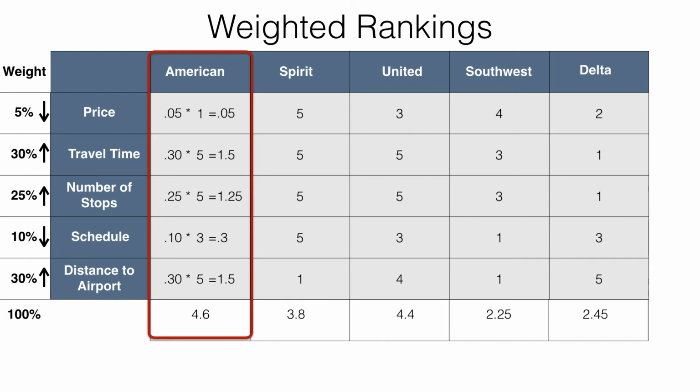Although it's the most costly and doesn't depart at a convenient time, it's the quickest and departs from the closest airport. Note that your matrix might look different since you assigned different weights to the criteria than we just did. That's exactly the point. Weighted rankings allow you to customize your decision matrix to better capture your own preferences.